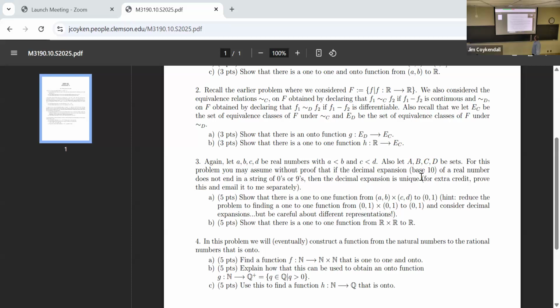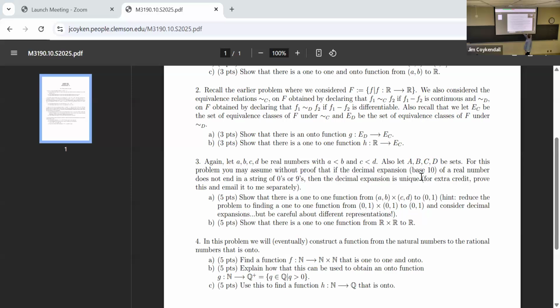By the way, it's easy to get an onto function there. It's easy to get one-to-one. How do you get 0, 1 cross 0, 1 to 0, 1? How are you going to do that? My hint is think zipper, think merging traffic. Might help.